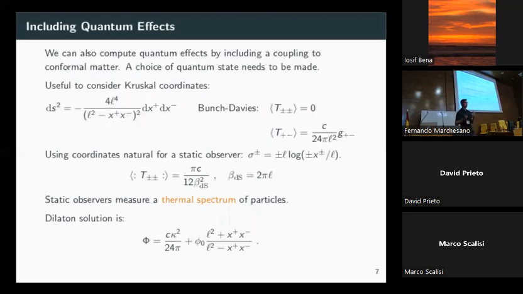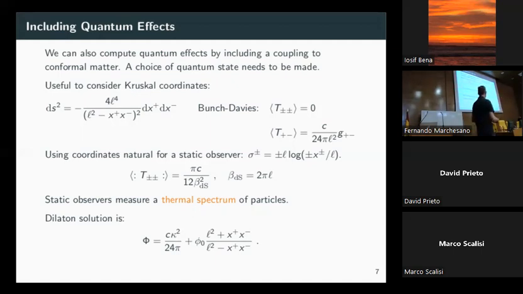Okay, so now let us include coupling to matter. In that case, we can compute the effects of having quantum matter. What we'll do is consider a coupling to a conformal matter sector, so a CFT. For that, it's useful to introduce these Kruskal coordinates, which give a global cover of de Sitter. And then we need to specify a quantum state. The natural quantum state in de Sitter space is the Bunch-Davies vacuum.